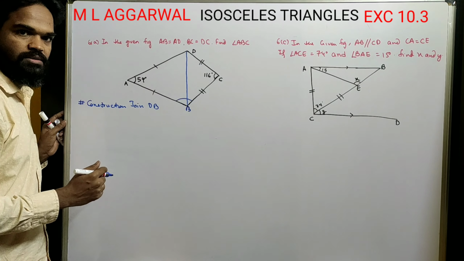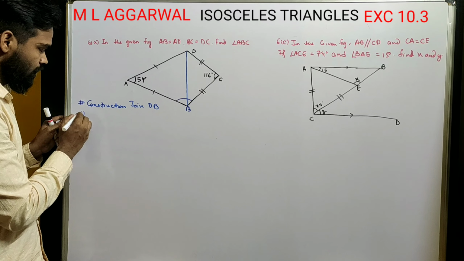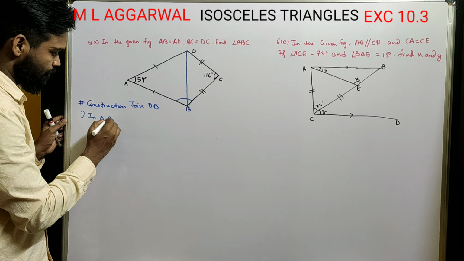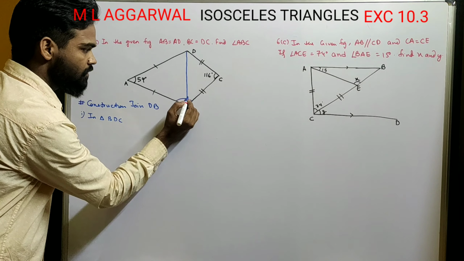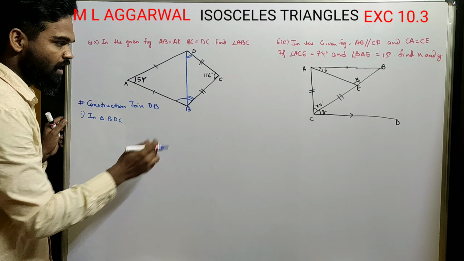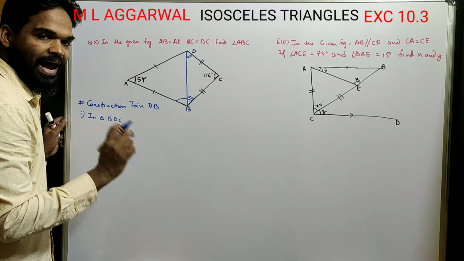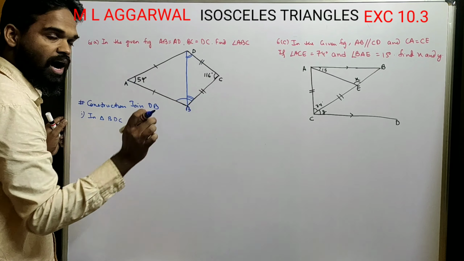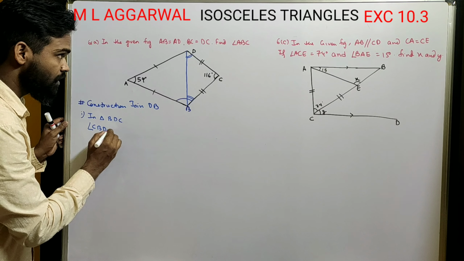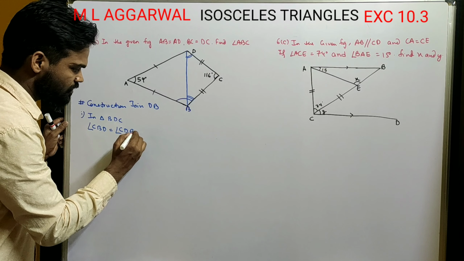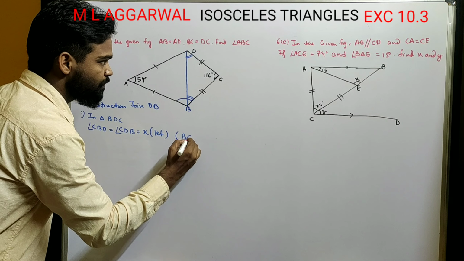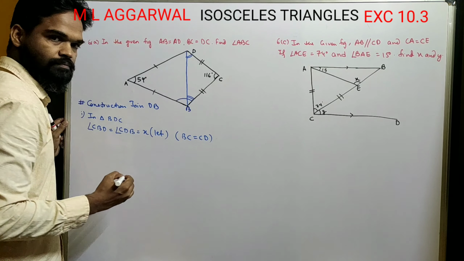When you join DB, look carefully. You're getting two triangles. First of all, look at triangle BCD. In triangle BDC, this angle and this angle will be equal. Why? Because BC is equal to CD. Angles opposite to equal sides are equal in magnitude, which means angle CBD is equal to angle CDB. Suppose it is x. Let. And why they are equal? Because BC is equal to CD.